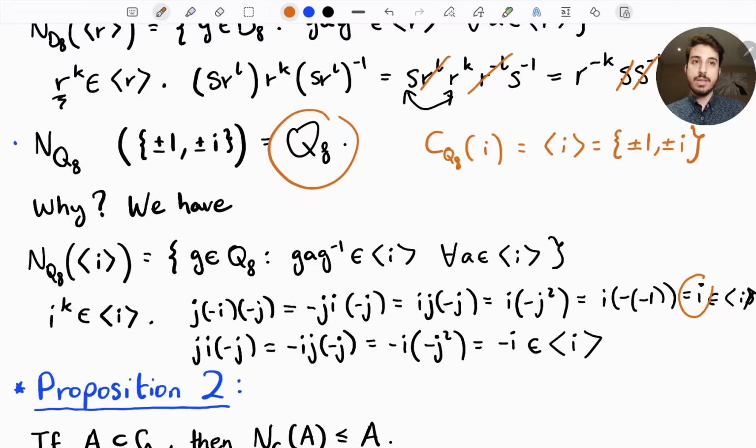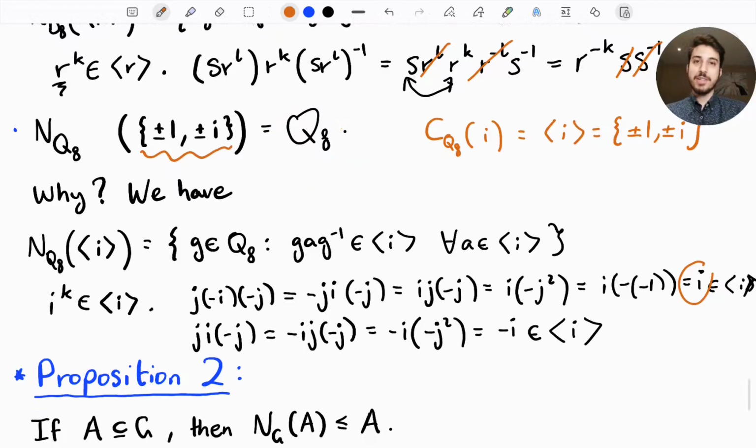So this thing where the normalizer is the whole group is a special thing. It is called a normal subgroup of Q8. And this, in fact, we will look into later on in this course. This is what a normal subgroup looks like. It's when the normalizer of that subgroup is the entire group. But that's a discussion for a later time. For now, just focus on what a normalizer is and how to prove that an element belongs to the normalizer of a given subset of the group.